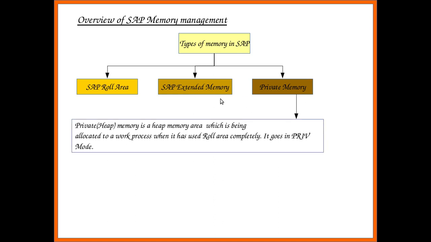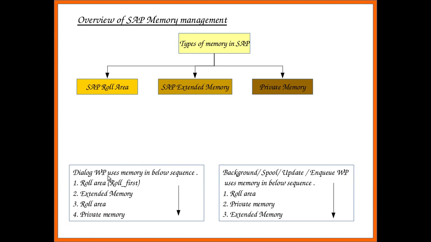Once the extended memory has been used, then private memory or heap memory is allocated. Once this private memory is allocated to any work process, it goes into PRIV mode. Means the work process is no more multiplexed at that point of time. It is only used for that particular program, that work process.